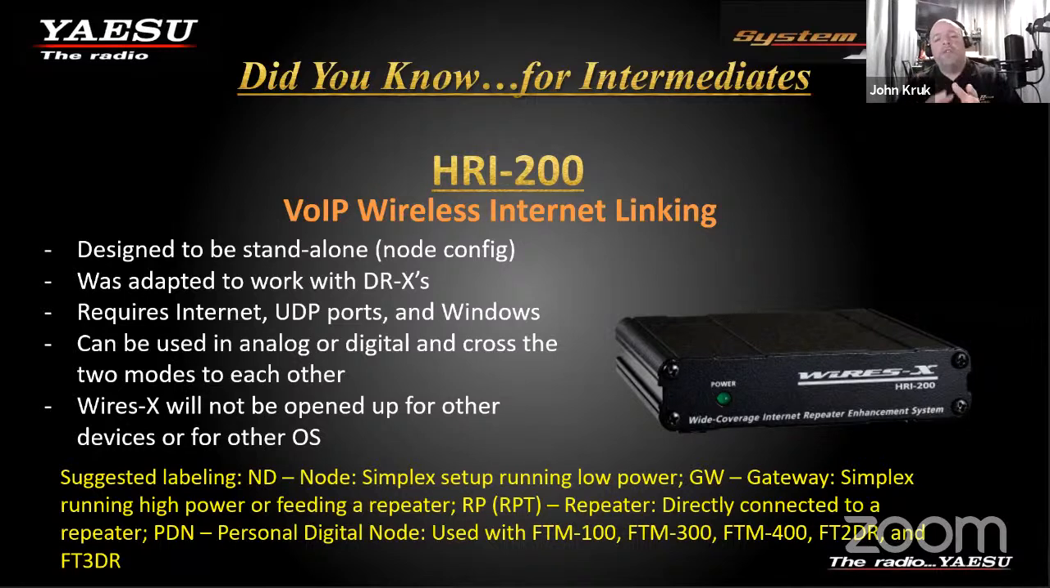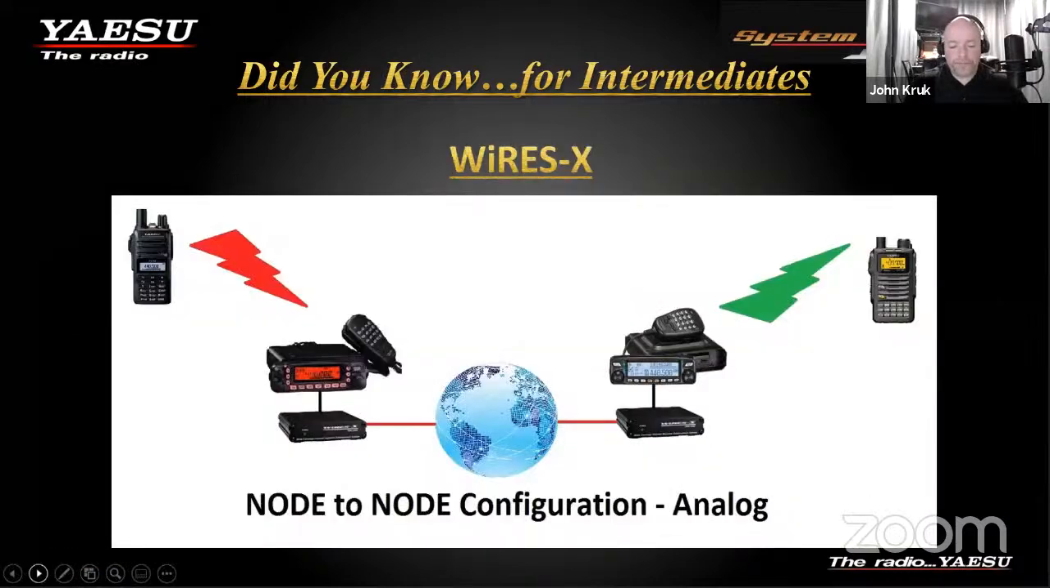Now, when you're talking PDN, which we'll get to in a moment, that stands for personal digital node. What PDN did is it offered a level of ability to eliminate the HRI 200 from the need to be on Wires X. So, a quick look at Wires X here. You can have a node to node configuration. Once again, node 1 to node 2, that kind of thing. And in addition, it could be analog to digital, or digital to digital, or analog to analog, however you wanted to have it set up.